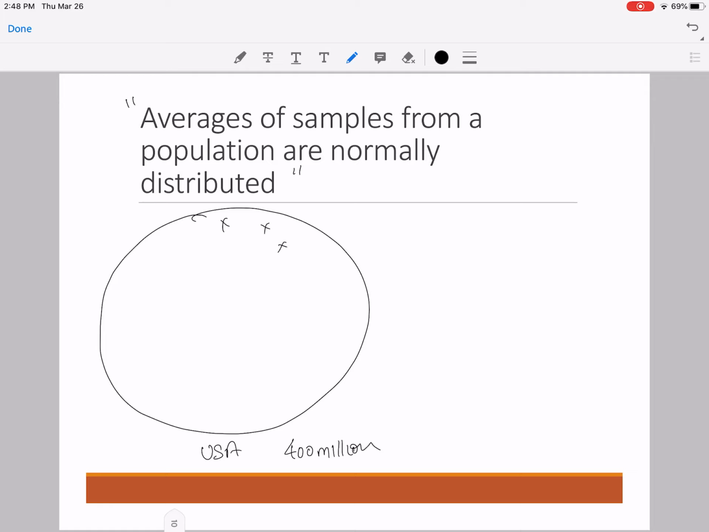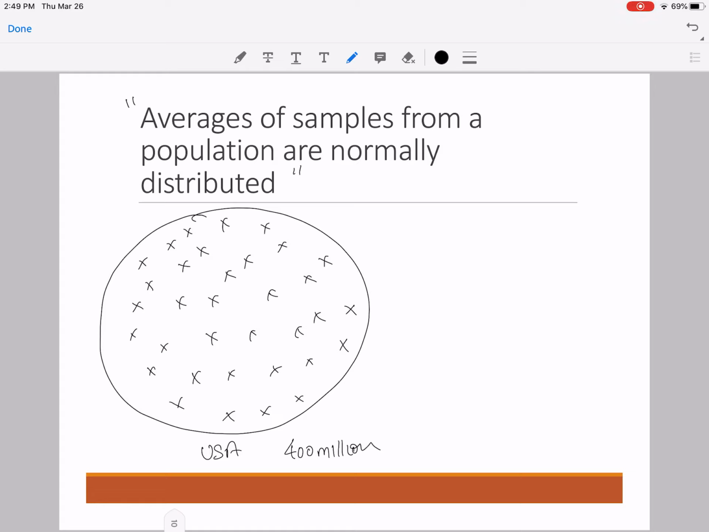So you will have 400 million weight values. It is not only counterintuitive, but it is also impractical to obtain the average weight of all these individuals and use it to explain this entire population. That's never going to happen.